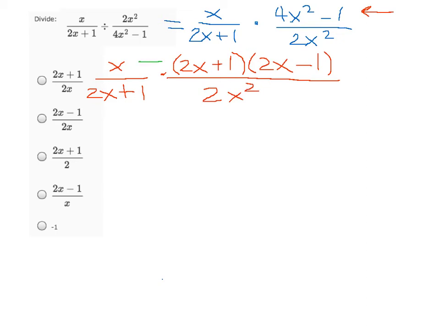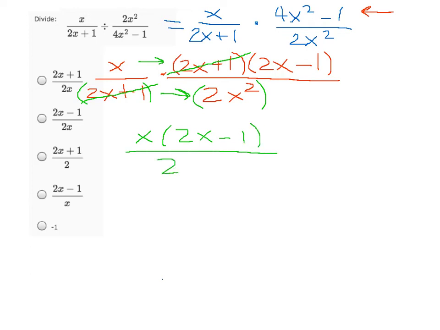Now, since we're multiplying across the numerator and the denominator, we notice that the (2x + 1) in the numerator and denominator divide to 1. So we are left with x times the quantity (2x - 1) divided by 2x^2. Notice that this x and this x^2 can actually be divided by each other, and so the top one divides out to 1, and this denominator is left as 2x.